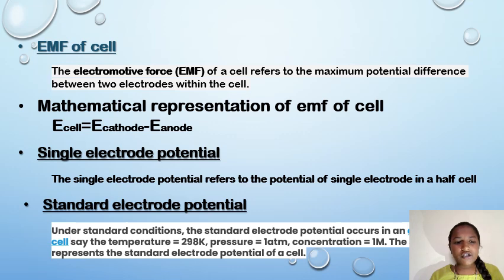Let us study the definition of single electrode potential. The definition is given as the potential of a single electrode within a cell is known as single electrode potential. The standard electrode potential should satisfy the standard conditions. Under standard conditions, the standard electrode potential occurs in an electrochemical cell. Let us say the temperature should be 298 Kelvin and pressure should be 1 atm and concentration should be 1 molar. The E0 cell represents the standard electrode potential.